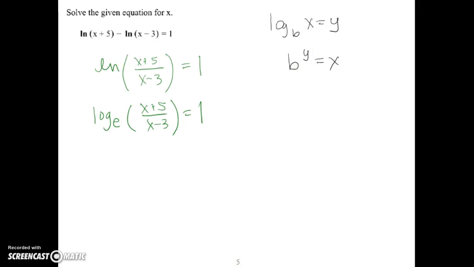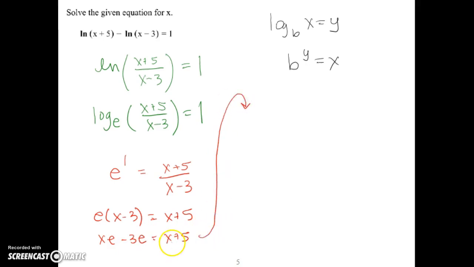We're going to now convert this logarithm to exponential form. So we're going to say the base of the log is the base of the exponent. So e to the 1 equals x plus 5 over x minus 3. And now what we need to do is solve for x. If we multiply both sides by x minus 3, we get e times (x minus 3) equals x plus 5. And we need to get x by itself, so let's distribute our e, and we get xe minus 3e equals x plus 5.